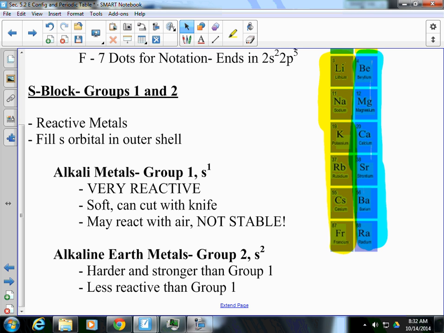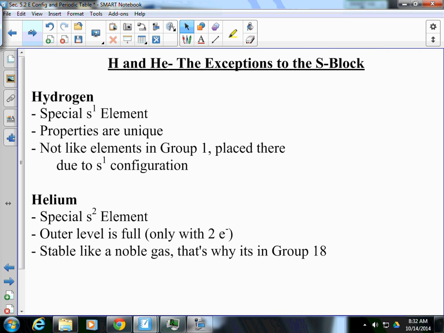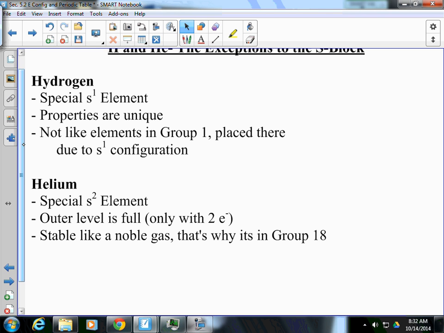So in the S block, we have group 1, which is the alkali metals. We have group 2, which is the alkaline earth metals. Next up, remember I said hydrogen and helium are the exceptions to the rule. So hydrogen and helium are the exceptions to the rule. Hydrogen is a special S1 element. Its properties are unique. The reason its properties are unique is because it only has 1 neutron.